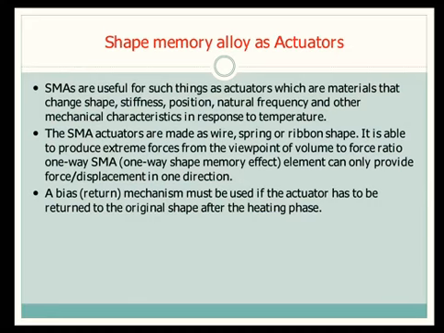One way, that is one way shape memory effect, means the element can only provide force and displacement in one direction, a single direction. A bias mechanism must be used if the actuator has to be returned to the original shape after the heating phase. So that is how they use shape memory alloys as actuators.